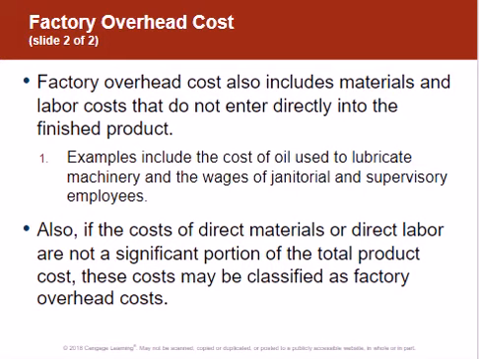Factory overhead cost also includes materials and labor costs that do not enter into the finished product. Examples include the cost of oil used to lubricate machinery and the wages of janitorial and supervisory employees. Also, if the cost of direct materials or direct labor are not significant portions of the total product cost, these costs may be classified as factory overhead cost.